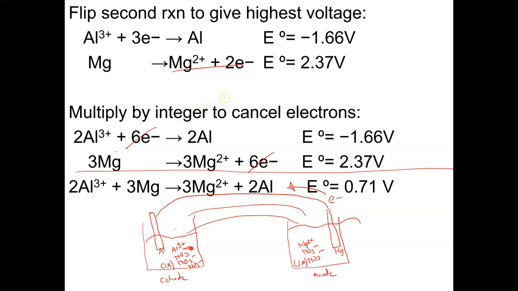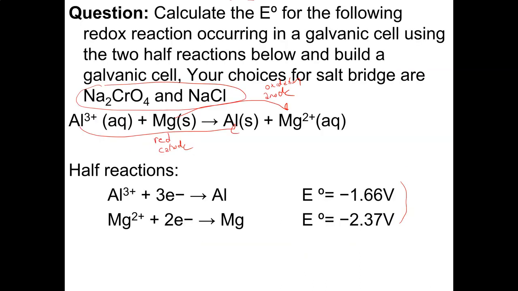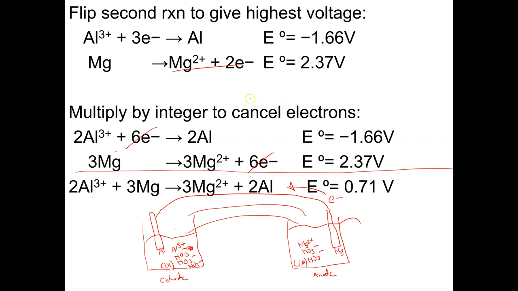So the last thing is your salt bridge. What are you going to use for your salt bridge? Well, if you remember, looking at our choices, you have sodium chromate and sodium chloride. Which one am I going to use for my salt bridge? Well, can you use sodium chromate? So how do you determine it? Does sodium react with nitrate? Heck no. So sodium is possible.